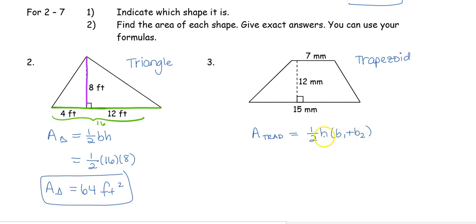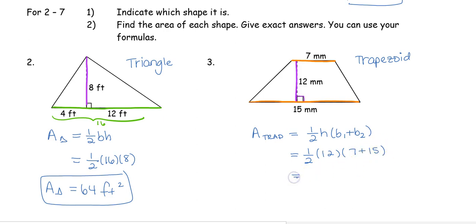The h is the height, and the height of our trapezoid, just like the height of a triangle, is going to be the length that is perpendicular to the base. The trapezoid has two bases: we have our base on top of 7 millimeters and our base on the bottom, which is 15. So when we plug these numbers into our formula, we have 1/2 the height of our trapezoid, which is 12, and the bases, we have two bases of 7 and 15.